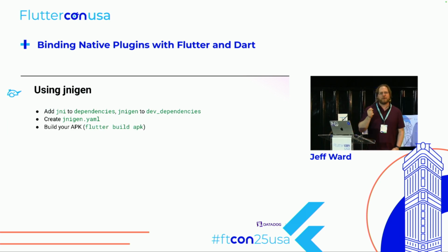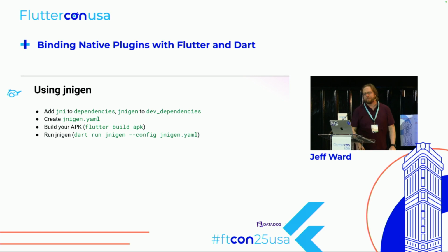JNI Gen is actually going to reach into your built Java code to get all of the information out. If you don't do this, you get a very weird error that at the very top tells you that you forgot to build your APK, followed by a whole bunch of red text that's very hard to parse. You have to scroll all the way back up to the top to figure it out. You only really make this mistake once, then you're like, oh, it's that error again. But I've saved you the difficulty. And then you run JNI Gen, dart run jnigen, pass it the config.